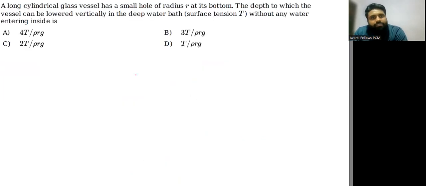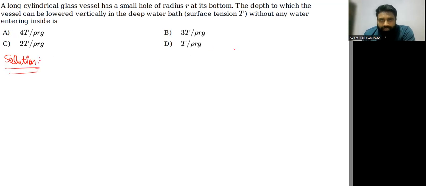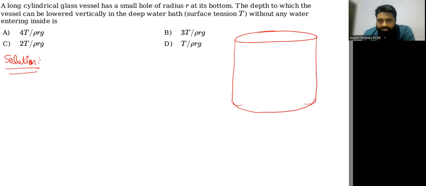Now, a long cylindrical glass vessel has a small hole of radius r at its bottom. The depth to which the vessel can be lowered vertically in a deep water bath, the surface tension of the water being T, without any water entering inside is... So it's a very interesting question and a very conceptual question also. Now, let's say this is the cylindrical vessel we have. I have taken it large for the purpose. So this is the base area of it, and this is the hole inside it.